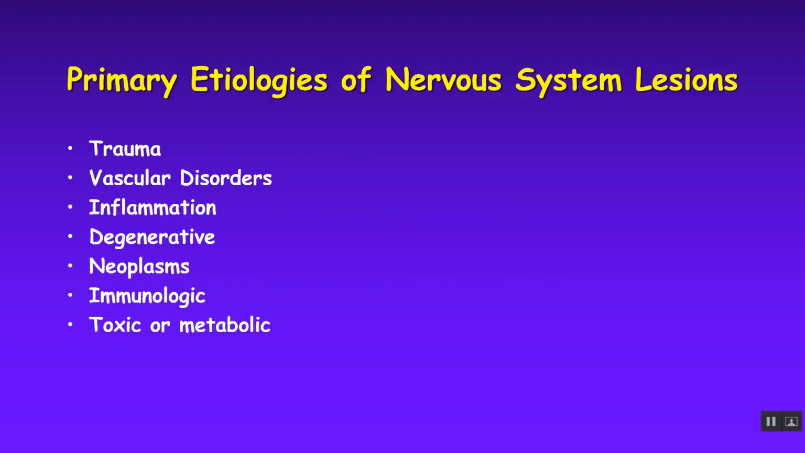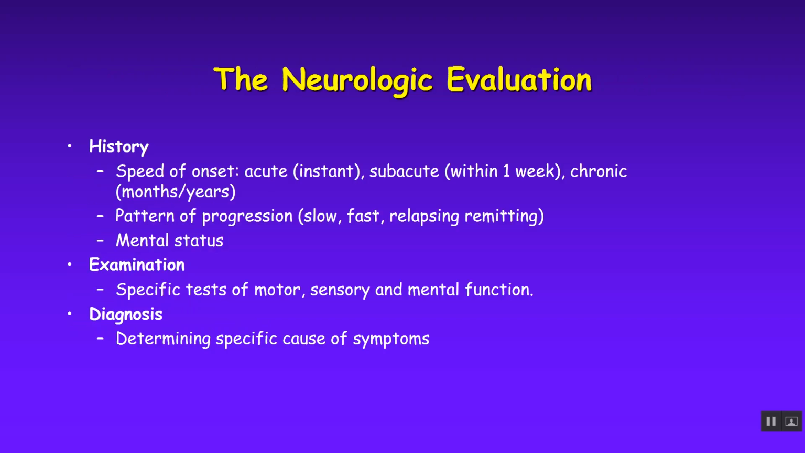So what causes lesions of the nervous system? Trauma is a big one. Any type of trauma, any type of vascular disorder, whether that's a bleed or a blockage, okay? Any time you interfere with blood going downstream to a region of the nervous system, it's going to cause a problem. Any kind of inflammation, okay? Degenerative diseases, neoplasms or tumors, immunologic, or toxic or metabolic, like manganese poisoning, carbon monoxide poisoning, those kinds of things. Those can all cause nervous system lesions.